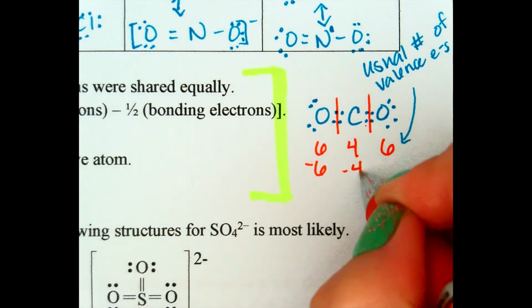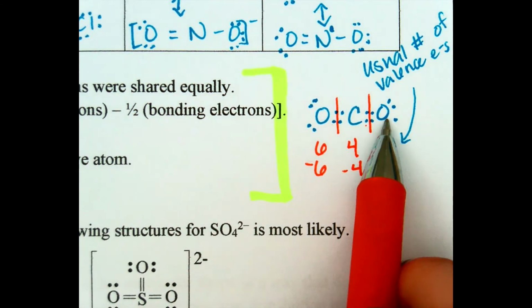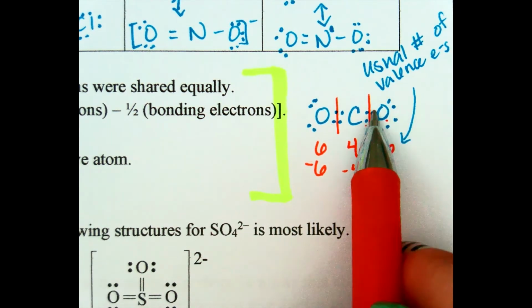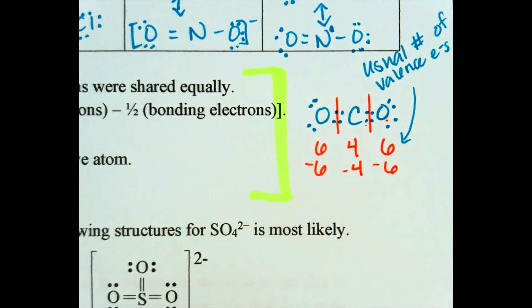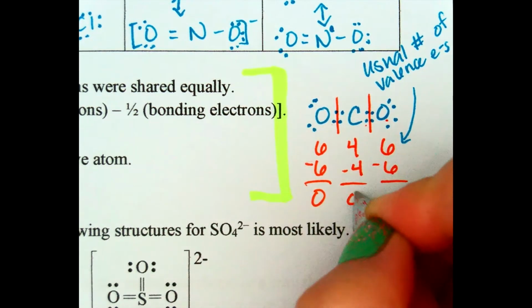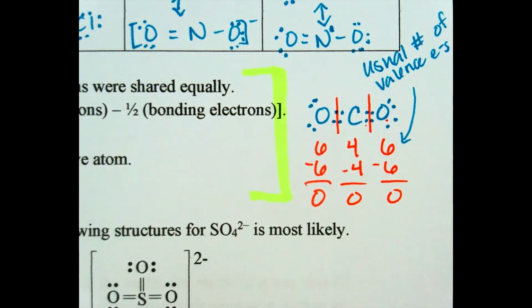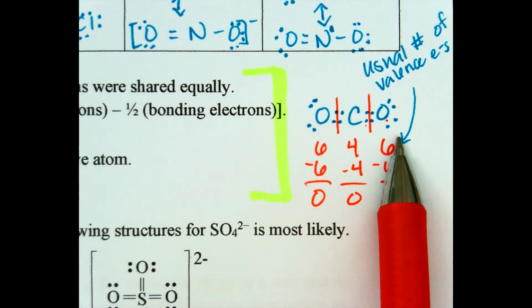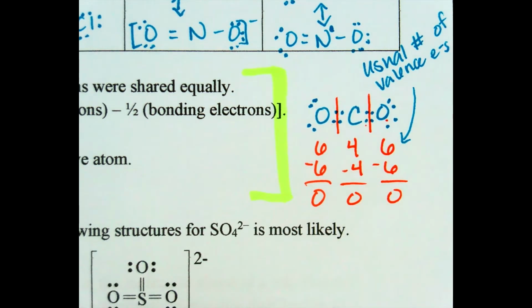So minus 4. Then our oxygen, again, has 1, 2, 3, 4, 5, 6 around it. So minus 6. If we do the math for all of these, we end up with 0, 0, and 0. And so we can see that if we have 0, 0, and 0, that is minimizing the charge down to 0 on each atom. So that's why CO2 is so stable in this configuration.